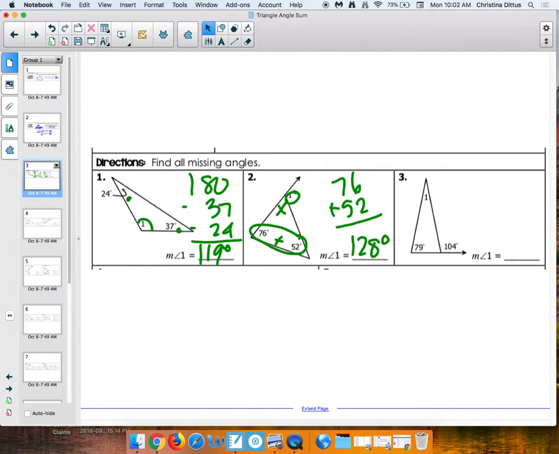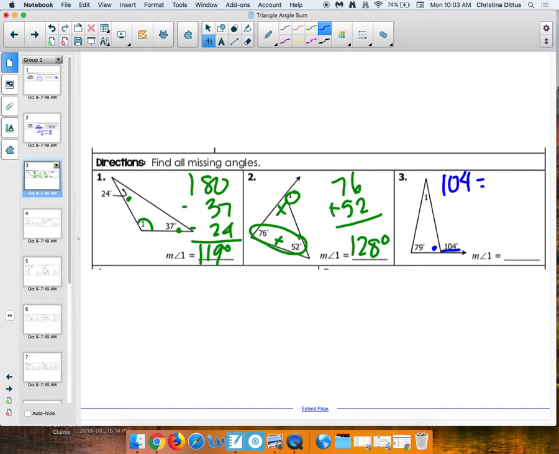Number 3, I have an outside angle, right? This time I know my outside's 104. How does that help me find angle 1? Subtract that from 180. Or 180 minus 104. And then you get the one on the other side. And then you do 79 plus 76 minus 180. Okay. So that totally works.